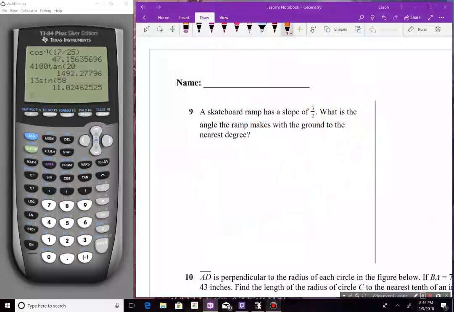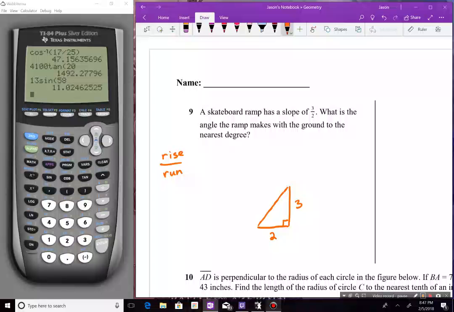Alright, so number 9 is not one that we have actually looked at exactly in this way because it's worded a little differently. It talks about slope. So remember, slope is rise over run. If we're talking about a skateboard ramp with a slope of 3/2, that means that it goes up 3 units for every 2 units it goes left or right. So this would be our ramp with the slope of 3/2.